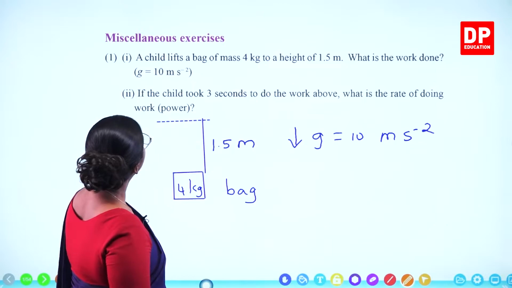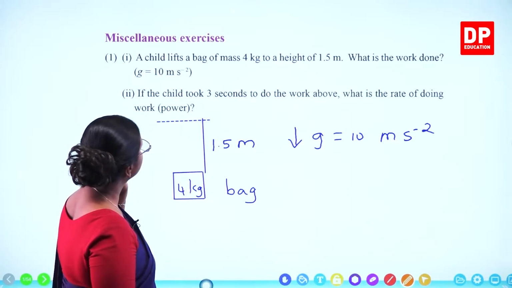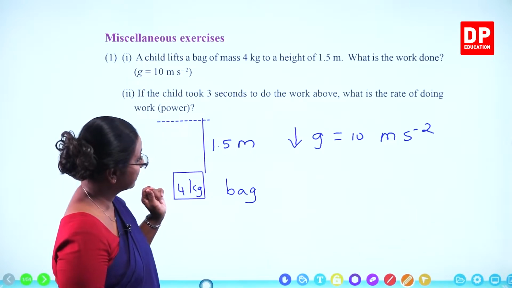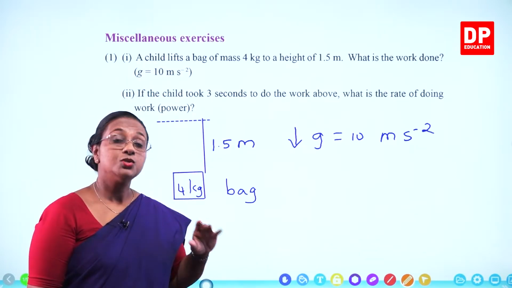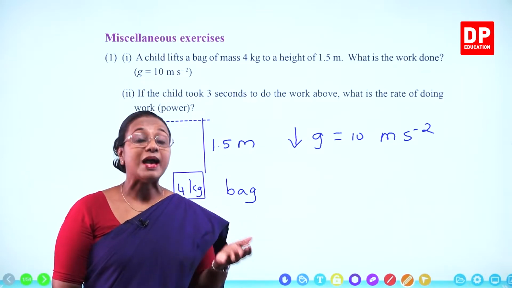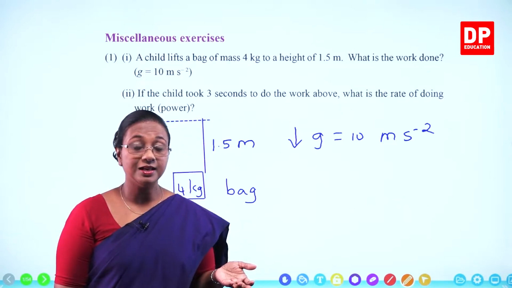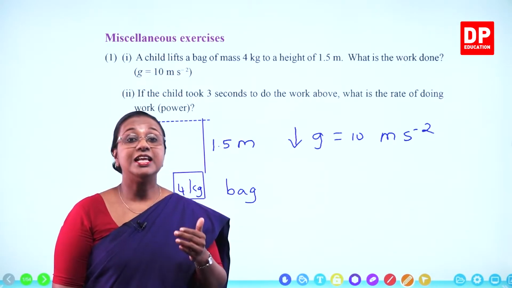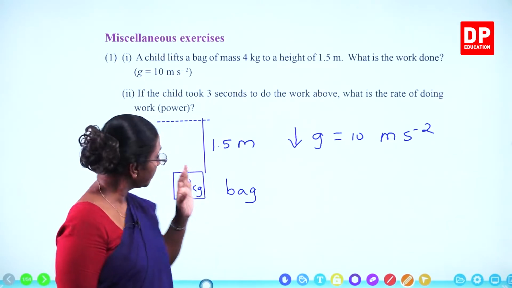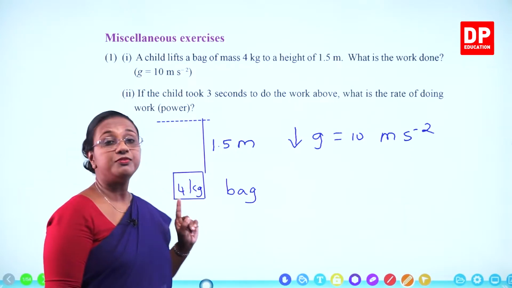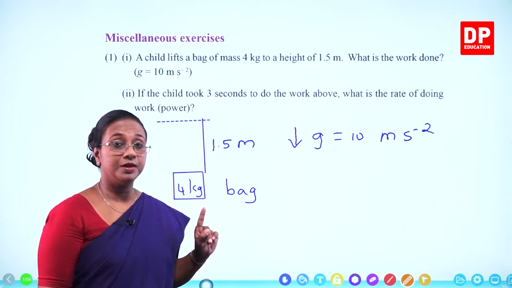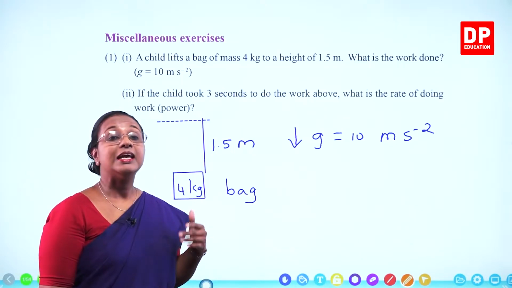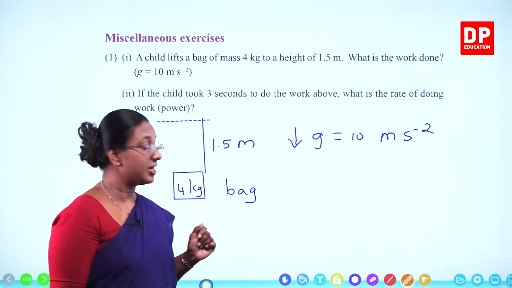Right. So if we look at the question, a child lifts a bag of mass 4 kg to a height of 1.5 meters. What is the work done? So what is work done? The magnitude of force applied multiplied by the distance moved by the object in the direction of the force. So here we know the mass of the bag, that is 4 kg. So what is the force that needs to be applied? It is mass into gravitational acceleration.